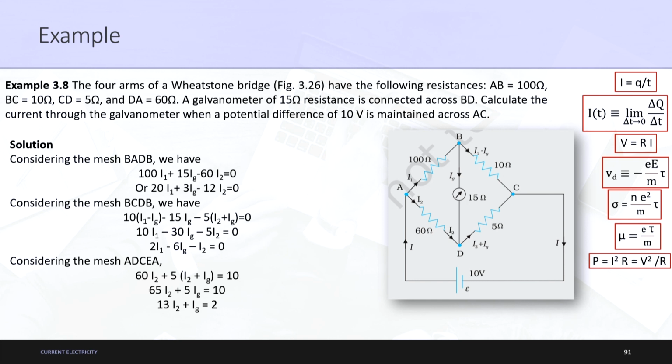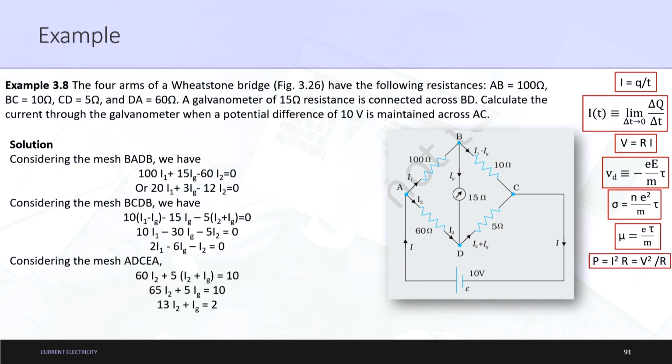So, this question is not of a balanced condition, this question is of a Wheatstone bridge. Calculate the current through the galvanometer when a potential difference of 10 volts is maintained across AC. Okay. So, quite evident, just a simple use of junction rule and loop rule will give you the results. So, let us move on, let us see the solution now.